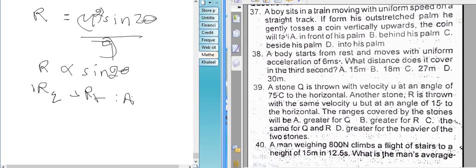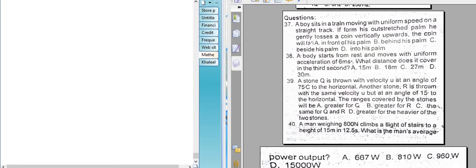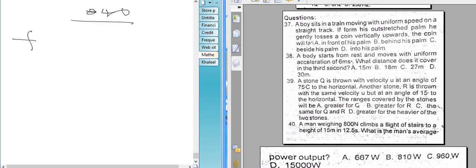Then the last question says, a man weighing 800 newton carries a load of steel to a height of 15 meters in 12.5 seconds. What is the man's average power output? So now let's get the data. Question 40. We are given that the force is 800 newton, the height is 15 meters, and we also have the time, which is 12.5 seconds.